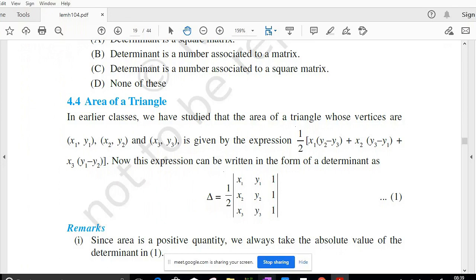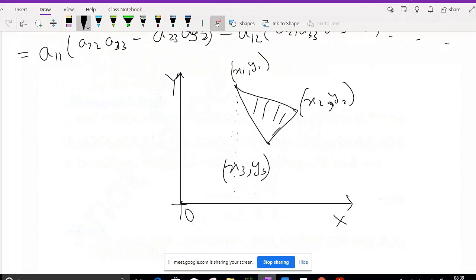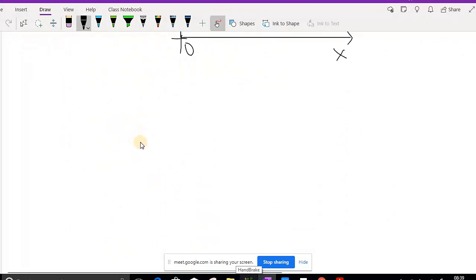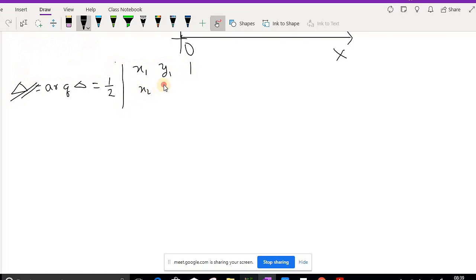We are going to verify whether the book is right or wrong. That's our aim. So our determinant is equal to the area of triangle. Area of triangle is equal to 1/2 determinant of x1, y1, 1, x2, y2, 1, x3, y3, 1.